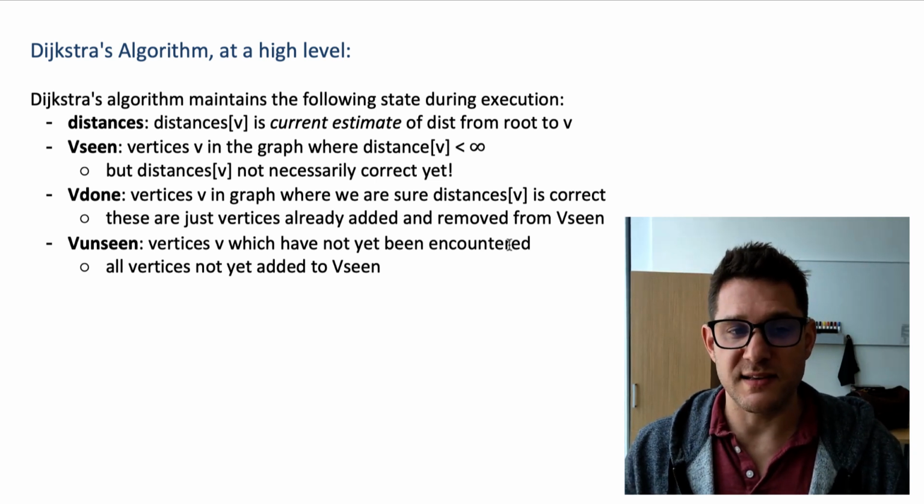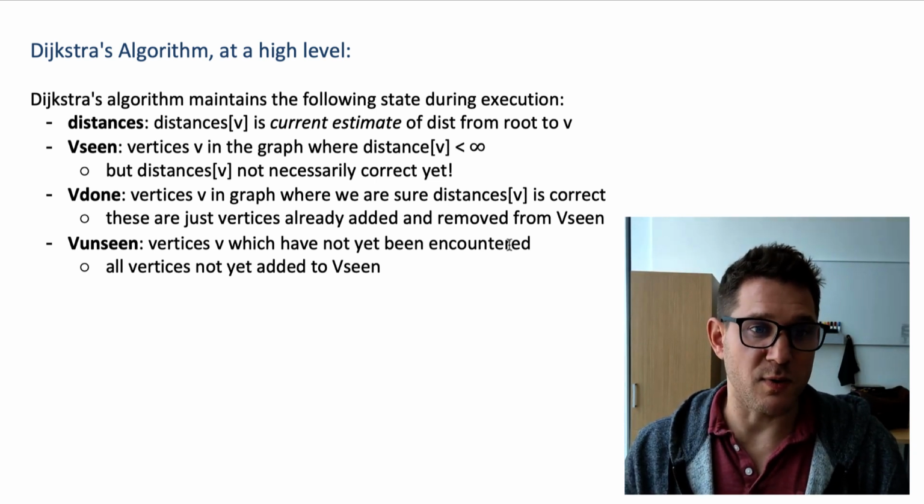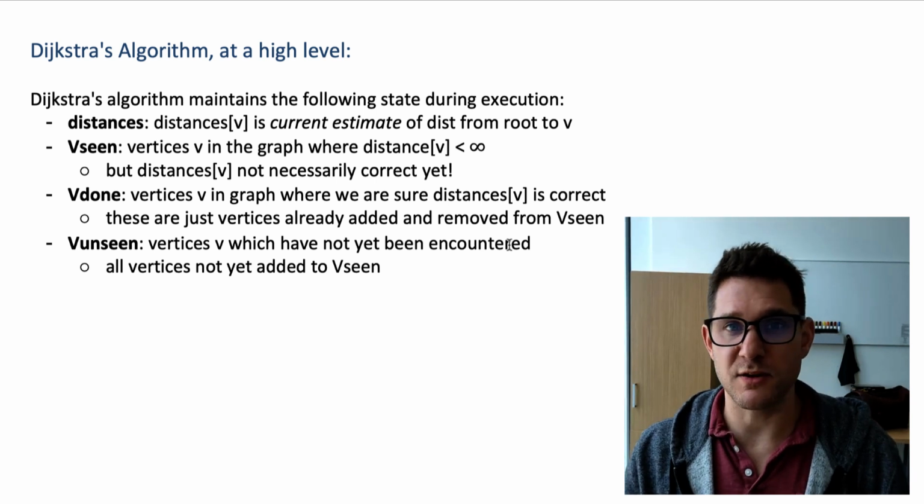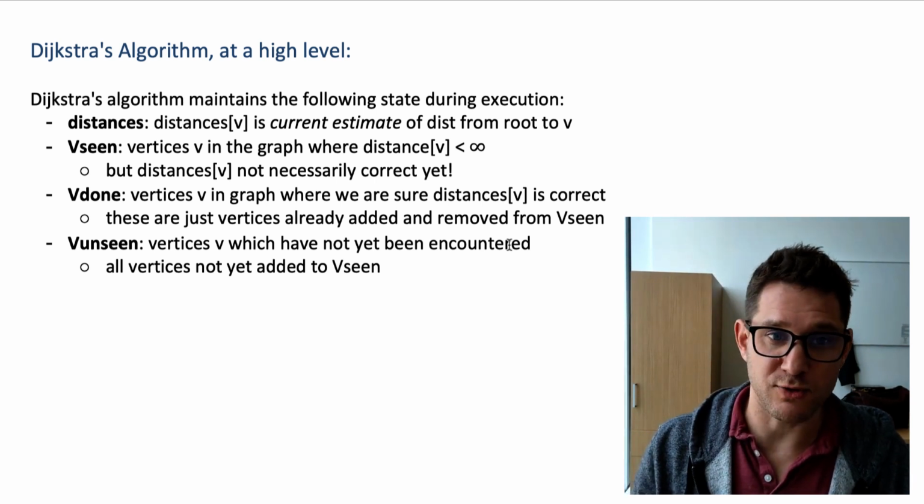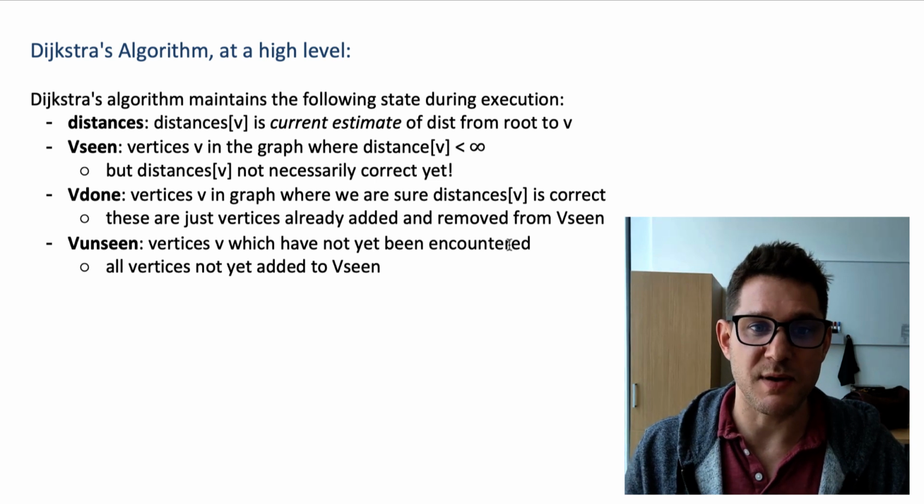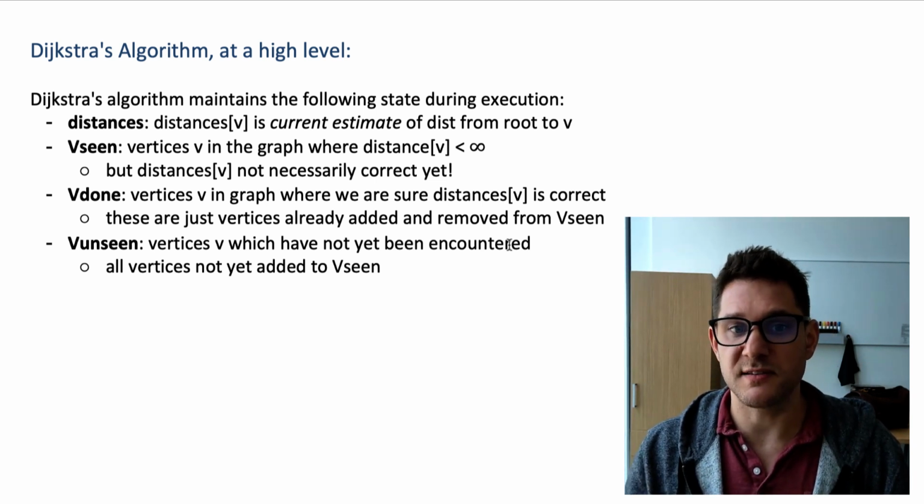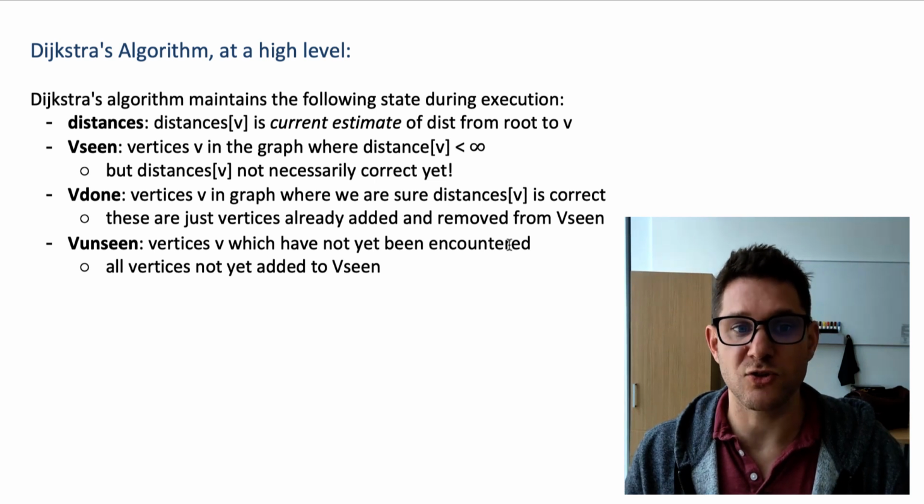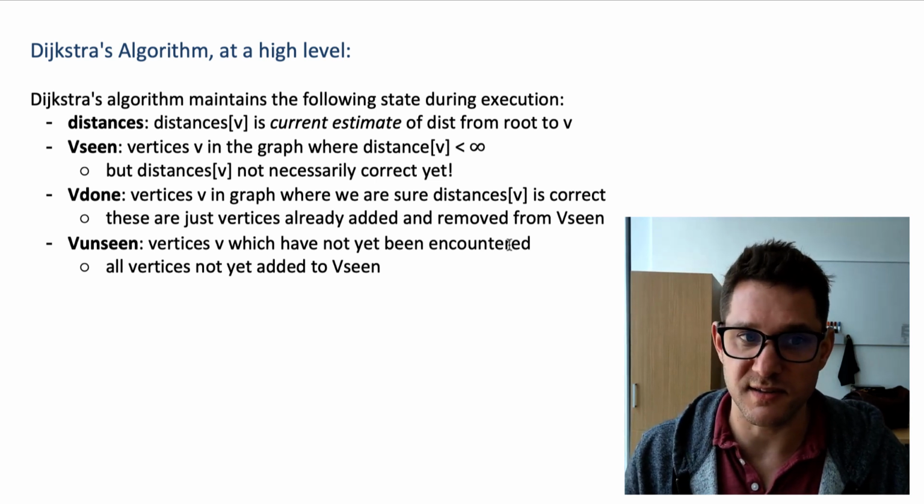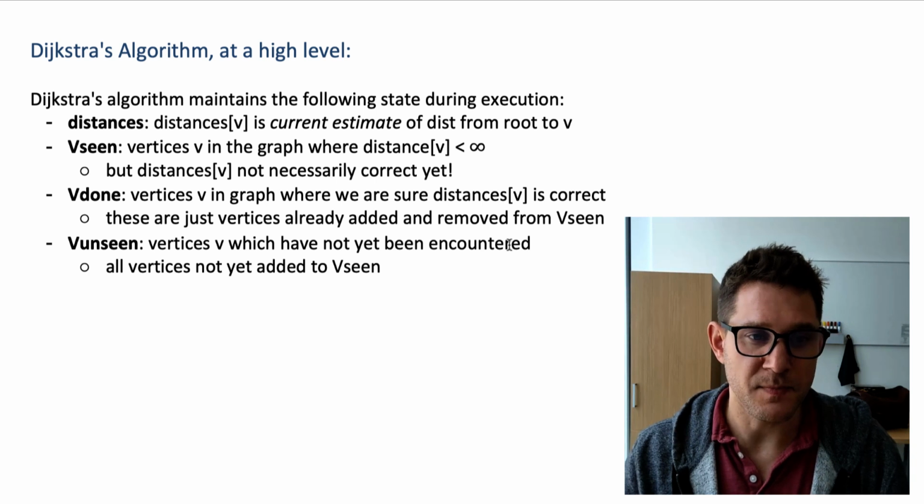Dijkstra also maintains what we'll call the V-seen array. V-seen are the vertices in the graph that have been found by Dijkstra's algorithm, and where we have an estimate for the distance that's less than infinity. But these distances are not necessarily correct yet. We're not sure if we've correctly computed the distances in V-seen yet.